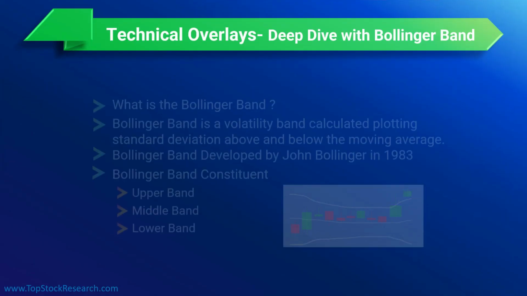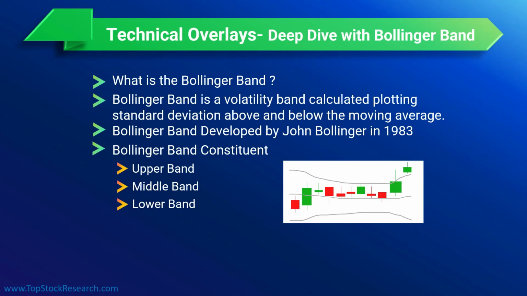So jumping into Bollinger Band, what is Bollinger Band? It is basically a volatility measure calculated by plotting standard deviation along with a certain moving average. So where should you use Bollinger Band? When you are looking more from the volatility perspective. It uses one of the statistics concepts called standard deviation. You may not need to know about it, but it's always good to know the important constituents which make this particular indicator, and why it is so popular.